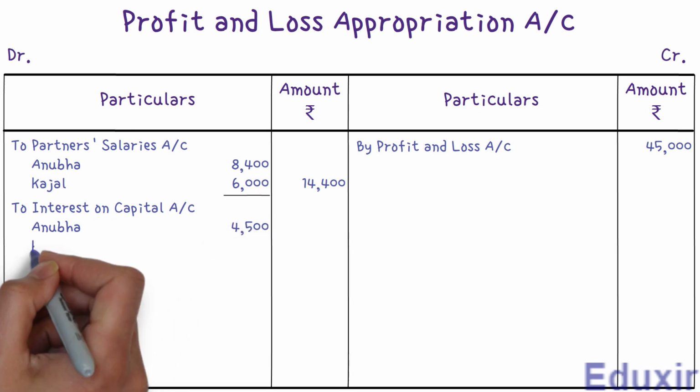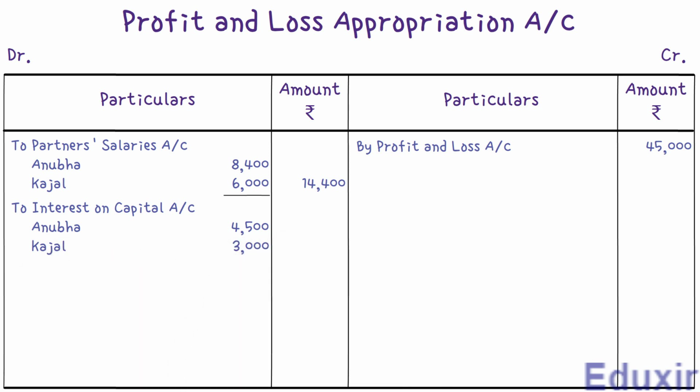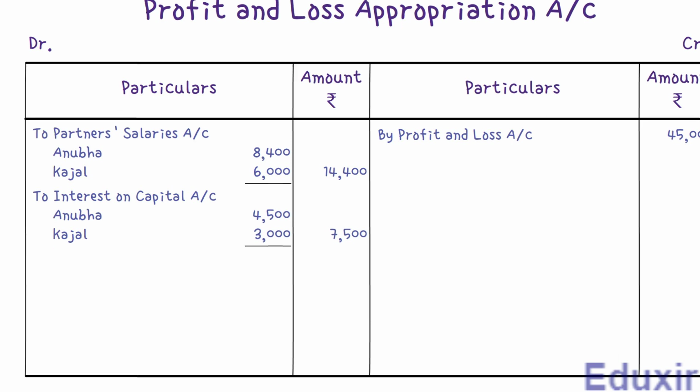Let's then write the partner Kajal's interest on capital, which is 3,000 rupees. Let's then write the total interest amount, which is 7,500 rupees, into the amount column on the debit side. With that, we have completed the posting of the entries related to the transfer of interest on capital into the profit and loss appropriation account. Let's now proceed with the next step.